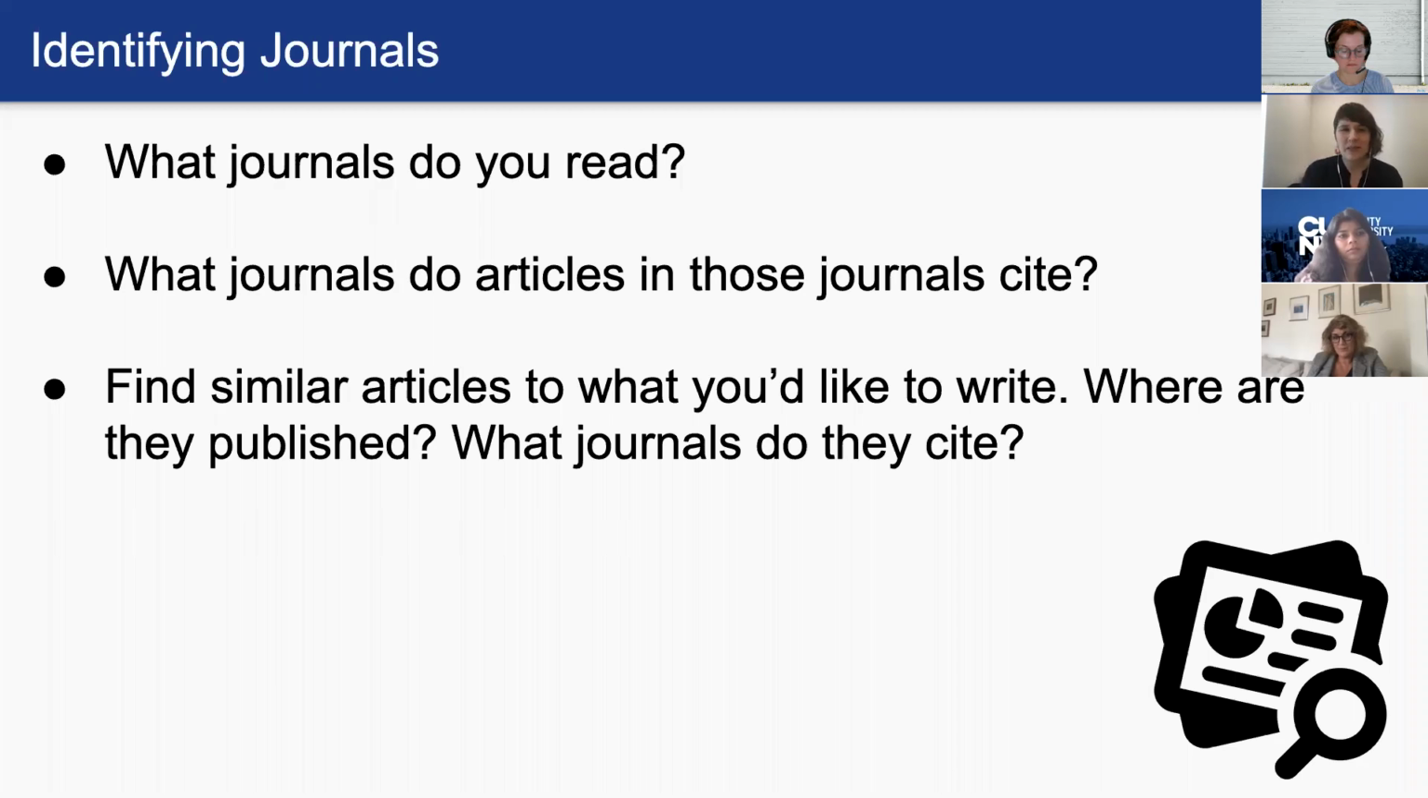But the best place to start, right, is with your own work. When you publish a work, you are making a contribution to a larger scholarly conversation. So it's important to ask yourself, what journals is it that you read? What journals do you cite? If you find similar articles to what you'd like to write, where are those articles published? What journals are they citing?